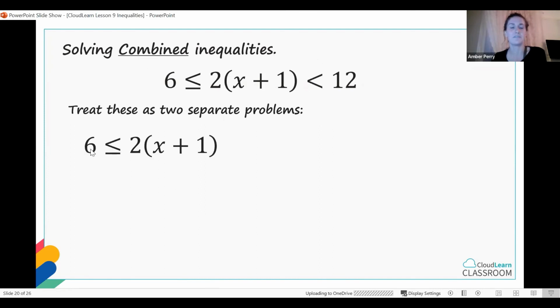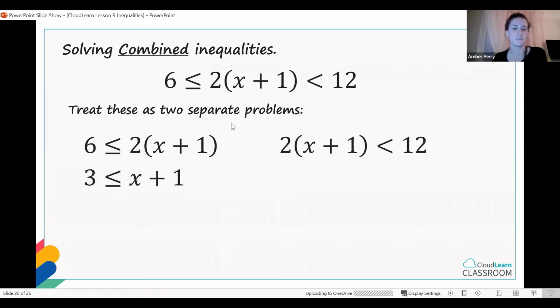And I'm going to solve this problem here where I've got 6 is less than or equal to 2 times x plus 1. And then I'm separately going to solve 2 times x plus 1 is less than 12. I'm just going to split them up and solve them separately. So let's have a go at doing both of those. Oh, in fact, I think I'll do this with my pen.